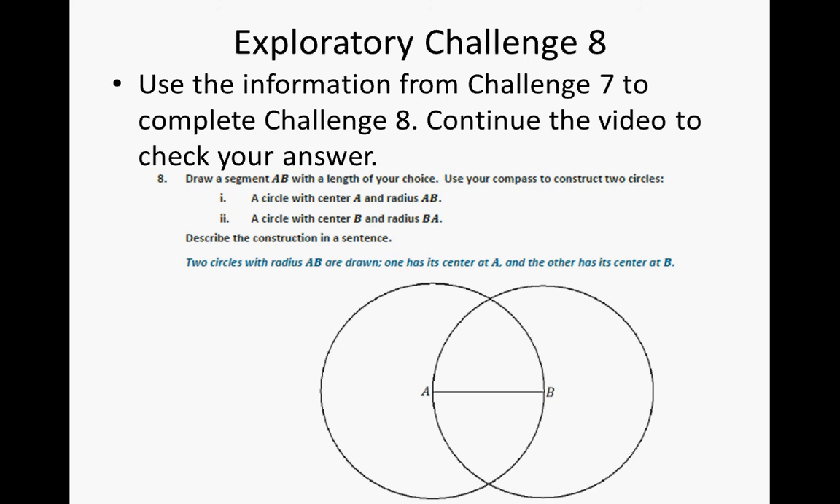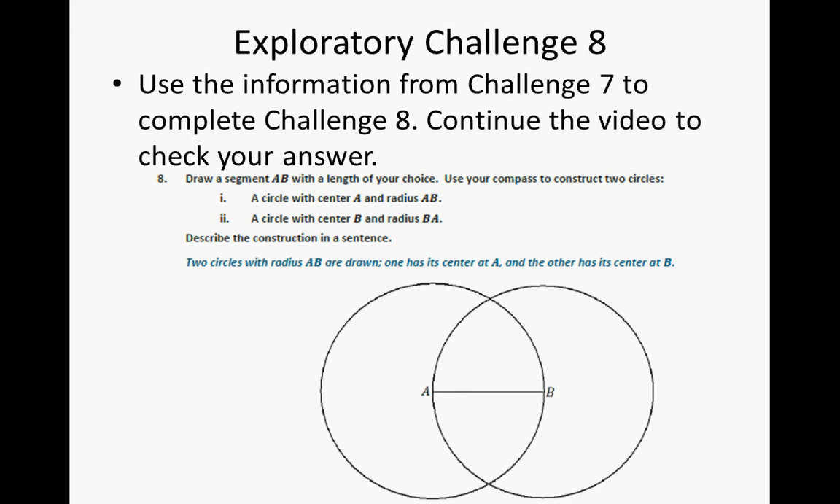So for part 8, it asks to draw a segment AB with the length of your choice. Then use your compass to construct two circles. So a circle with center A has a radius of AB, and a circle with center B has a radius of BA. So the two circles that you would draw should look something like this.